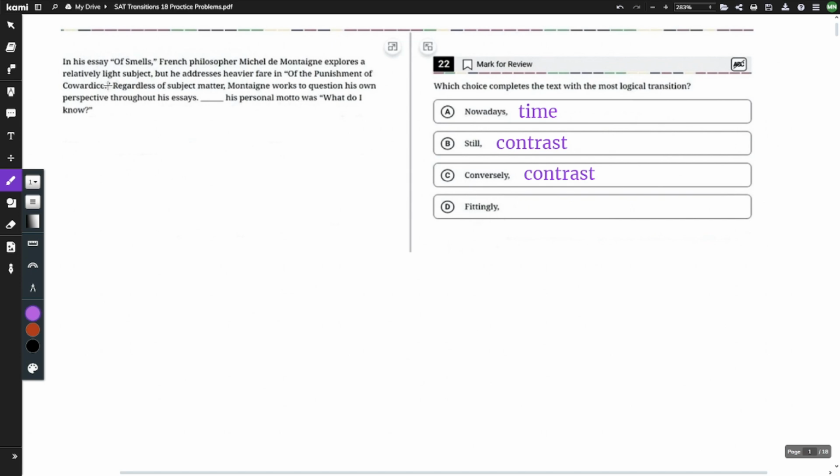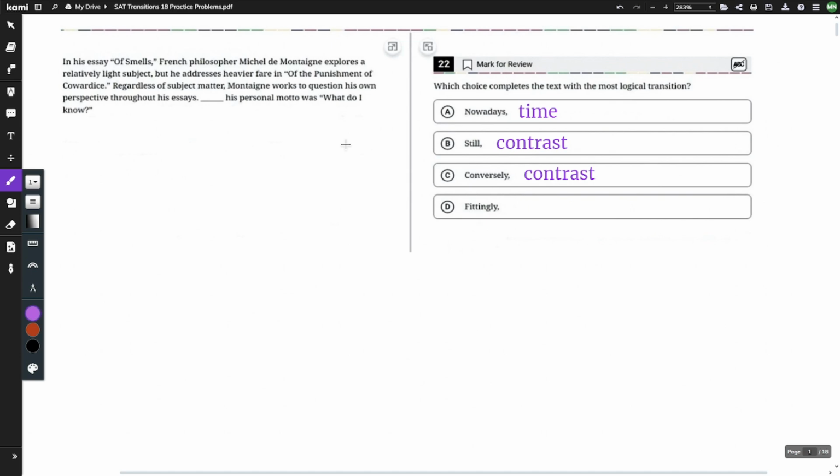So then we're going to move to the text. Unfortunately, we do have to read the text. I mean, it's only 2 out of like 14 grammar problems. So let's start reading. In his essay, this guy explores a relatively light subject, but he addresses heavier fare in this other essay. Regardless of the subject, this guy works to question his own perspective, and his personal motto was, "What do I know?" Now we have the gist of what the text is, and we're gonna try and paraphrase it.